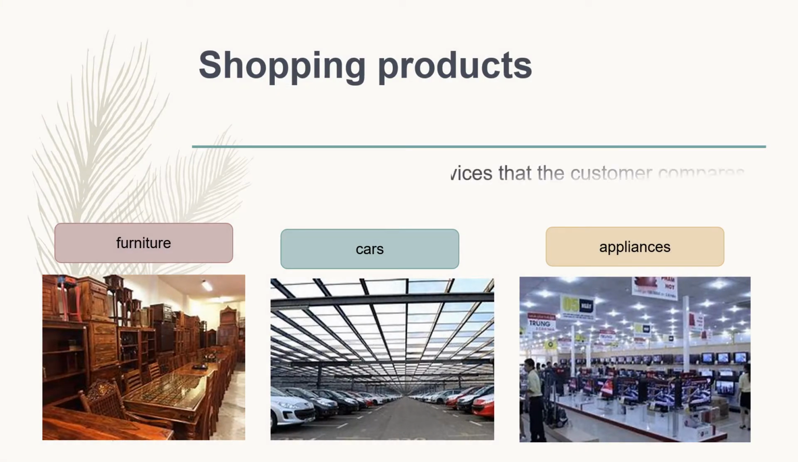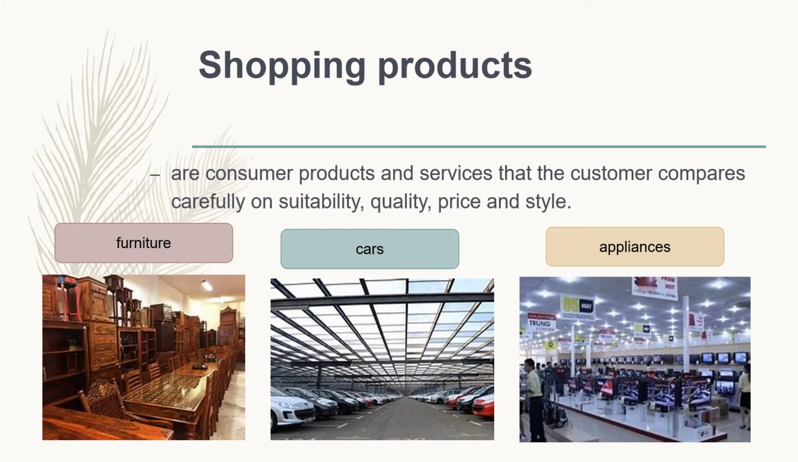Next is the shopping product. These are consumer products and services that customers compare carefully on suitable quality, price, and style. Shopping products are those products where consumers devote considerable time in making a selection before they buy. The consumers want to compare quality, price, and style in several shops before they buy. Furniture items, dress materials, shoes, and household appliances are examples of shopping products.